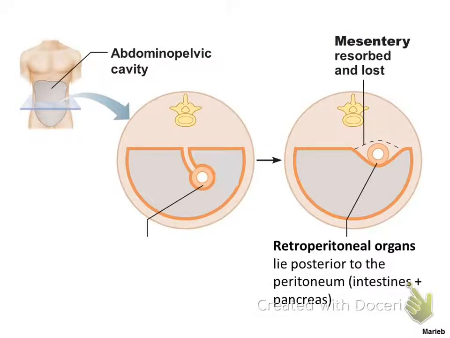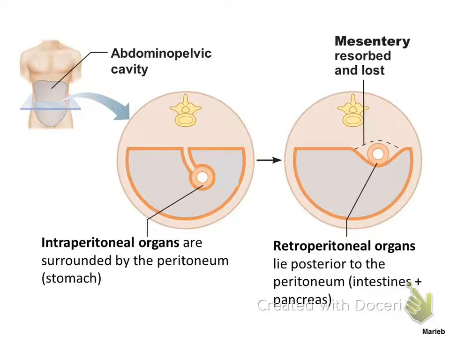Some organs will only be in contact with mesentery on one side. So we call these retroperitoneal. What does the prefix retro mean? Behind, like behind the times, right? So if it's retroperitoneal, it's an organ that's sitting behind the peritoneum. It's not enclosed in it. We see this a bit with some of the intestines. We also see this with the pancreas.